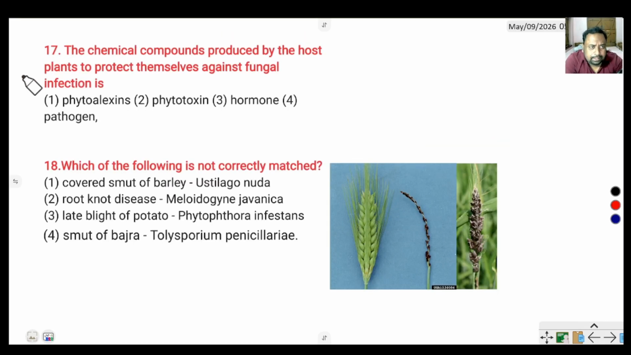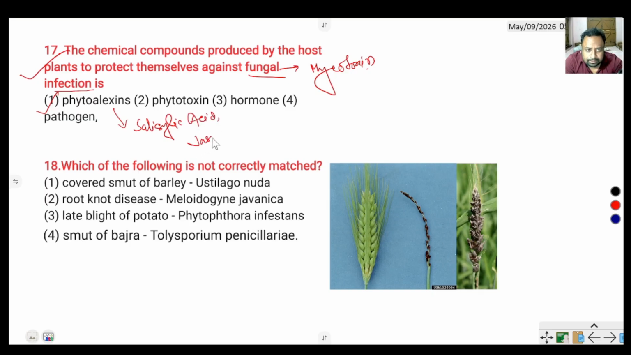Question number 17 says the chemical compound produced by the host plants to protect themselves against fungal infection. Against fungal infection, the compound produced is phytoalexin, because fungus produces mycotoxin. Against mycotoxin, plants produce phytoalexin, like salicylic acid, jasmonic acid, etc. to protect themselves from the fungus.